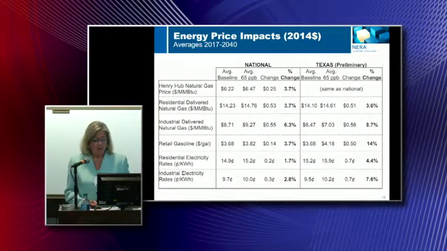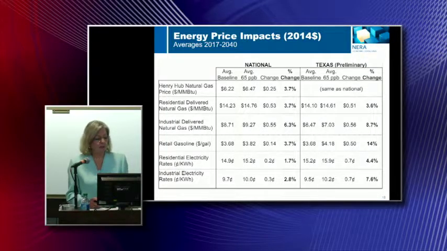Anyway, the rates are going up. The industrial rate calculation is up to an 8% increase. These are averages, by the way, across the entire time period that we analyzed from 2017 to 2040. They do vary from year to year, but rather than show you too many graphs, we thought we would summarize things as average changes.